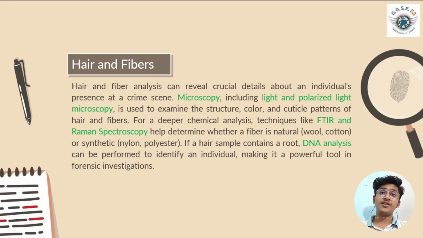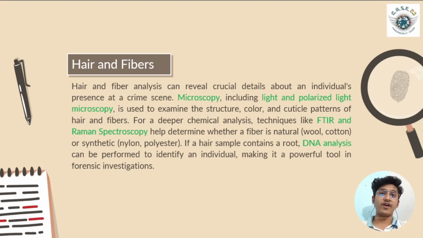Well, microscopy is the first step. Under a microscope, hair reveals details like color, texture, and medulla patterns, kind of like a fingerprint for hair. And then DNA analysis. If the root is present, it can help identify exactly who the hair belongs to. This is super useful in violent crimes where hair might be forcefully pulled out.